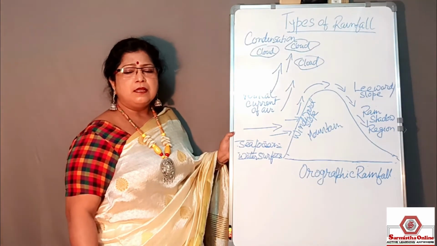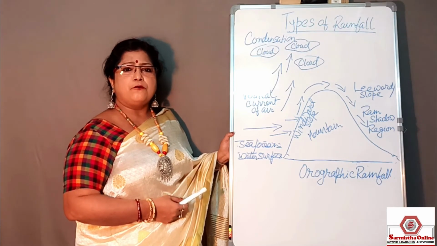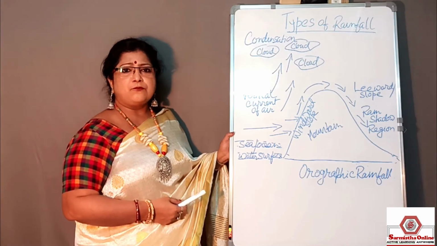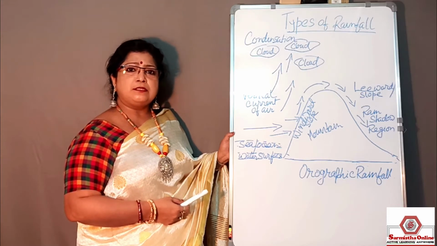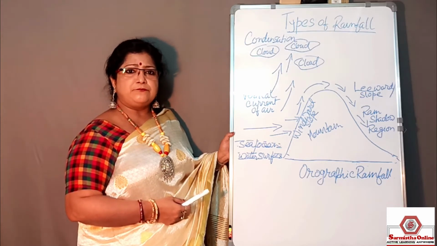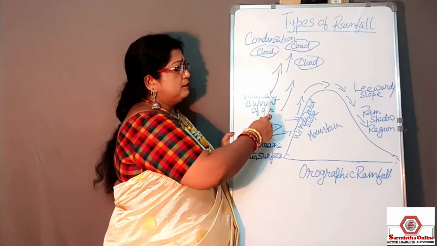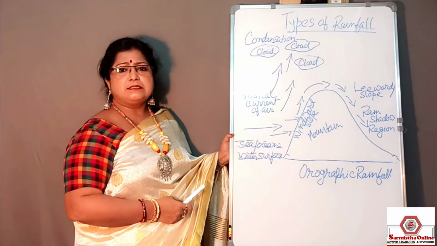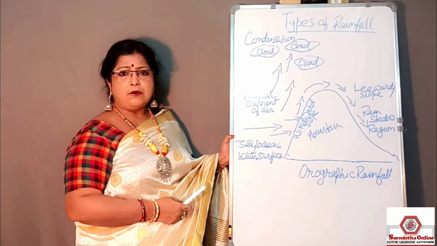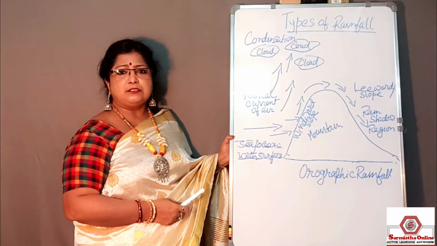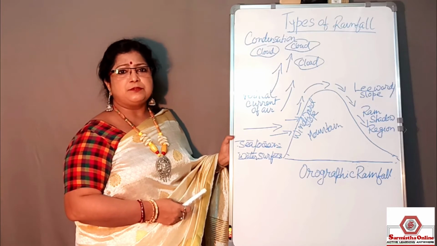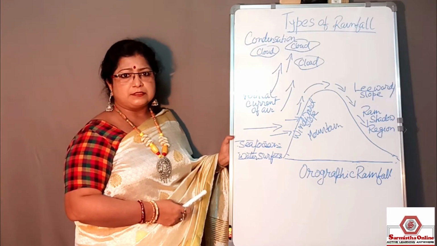In India, the western slope of Western Ghat mountain is the windward slope, and over there above 200 centimeter rainfall takes place, whereas the Deccan Plateau region is the leeward slope of the Western Ghat mountain, and for that reason in the Deccan Plateau region 60 to 70 centimeter average rainfall takes place.